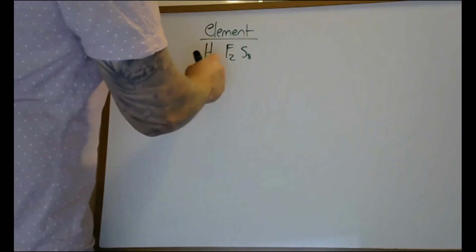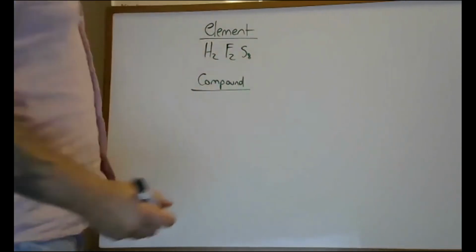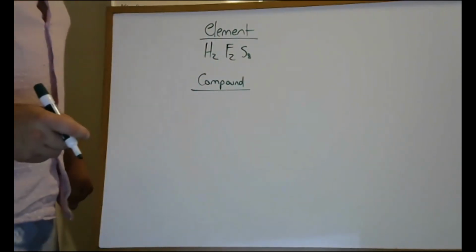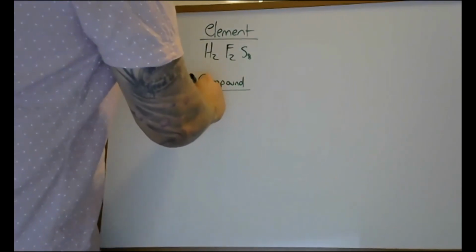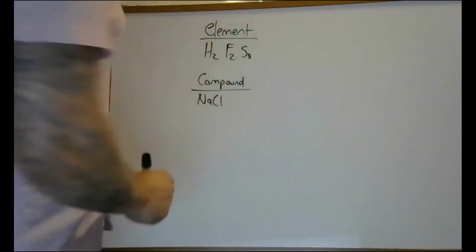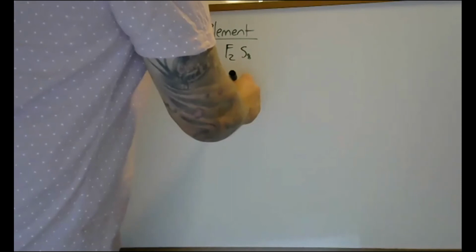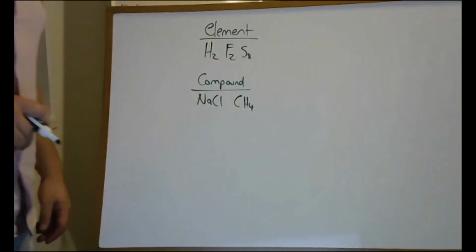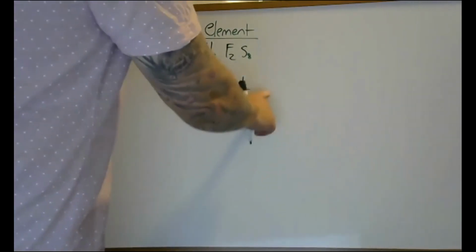Compound, 2 or more elements chemically bound together. So sodium and chlorine, NaCl. We have CH4 or methane. What else we got? I need one more example.